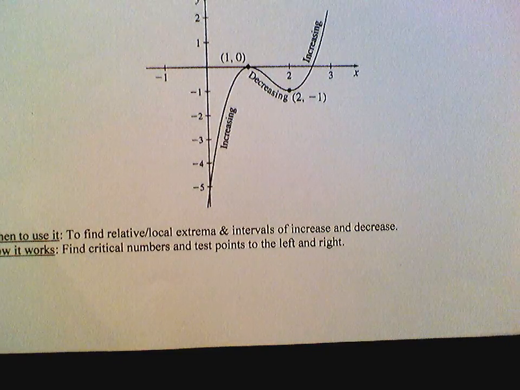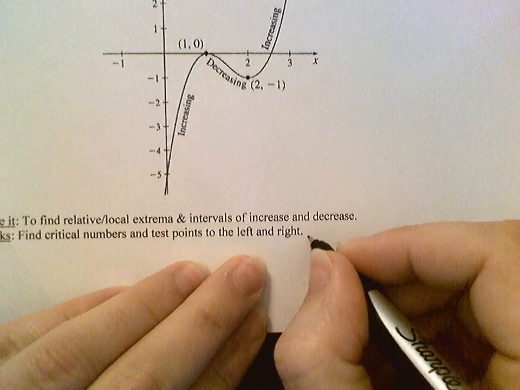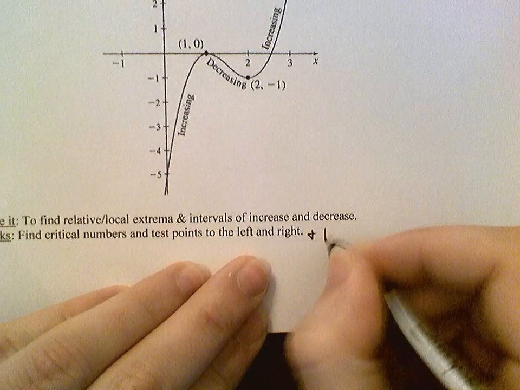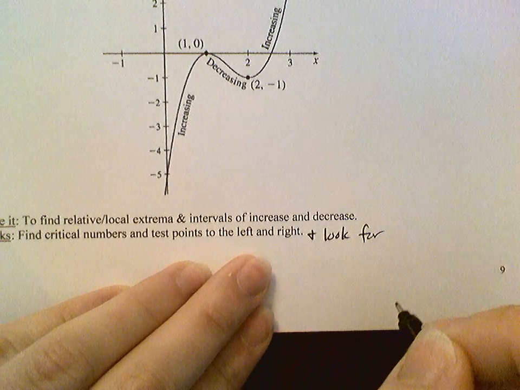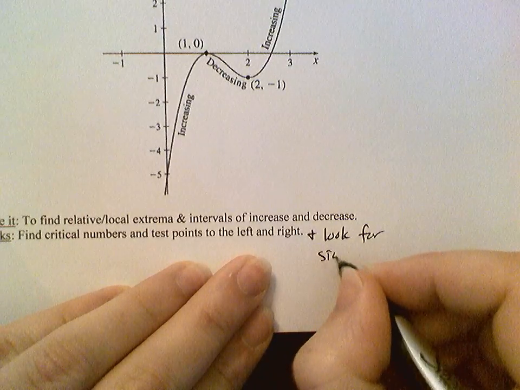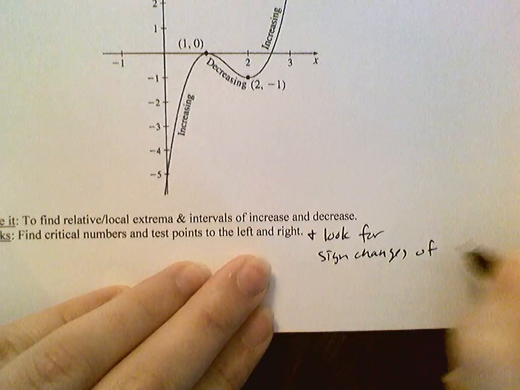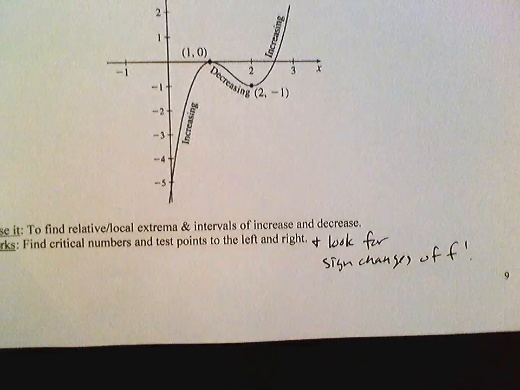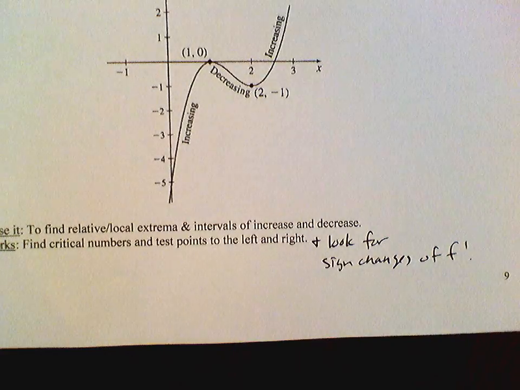Find critical numbers. Actually, you know what? Test points to left and right. Let's add something here. And look for sign changes of f prime. When f prime changes sign, that's when the original graph will have a maximum or a minimum.